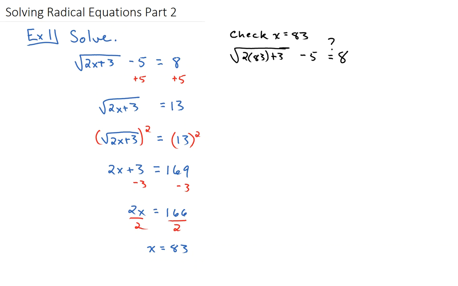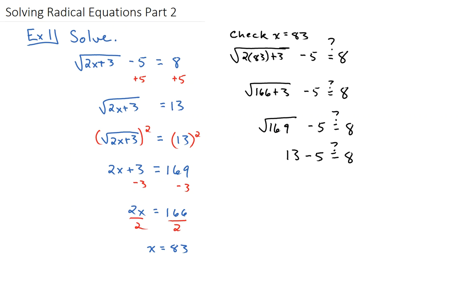So we're basically checking to see if the square root of 2 times 83 plus 3 minus 5 equals 8. So does the square root of 166 plus 3 and then minus 5 equal 8? Which brings us to the square root of 169 minus 5. Does that equal 8? Well, the square root of 169 is 13, so that gives us the question, does 13 minus 5 equal 8? And sure enough, it does. So we get 8 equals 8, which means we can declare 83 to be a solution to the original equation.